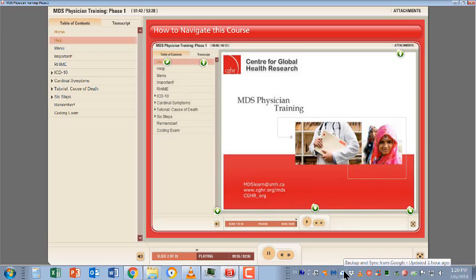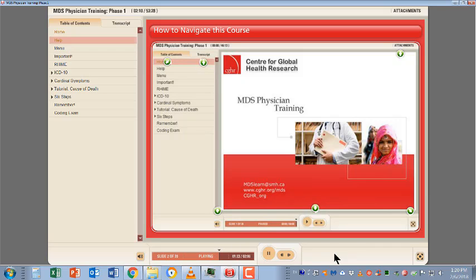The button on the bottom left of your screen is the volume control. In the middle are the play or pause, back and next buttons. The play button plays the course. The pause button stops it without closing the whole platform. The back button takes you back a screen and the next button moves you forward.